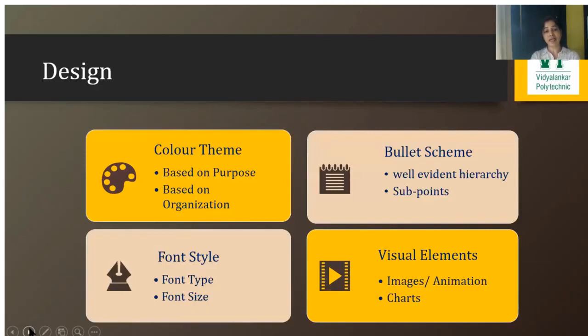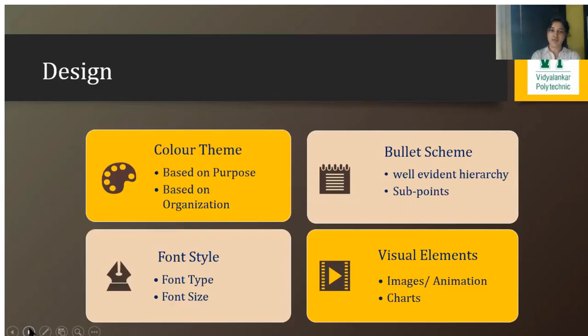Design part. Designing consists of various themes, color themes, visual elements, bullet schemes, font styles, and so on. When we have to choose a color theme, we have to see the purpose. If you have to show many tables, charts or graphs, at that time your background should be a little light so that whatever content is there, it is well evident.